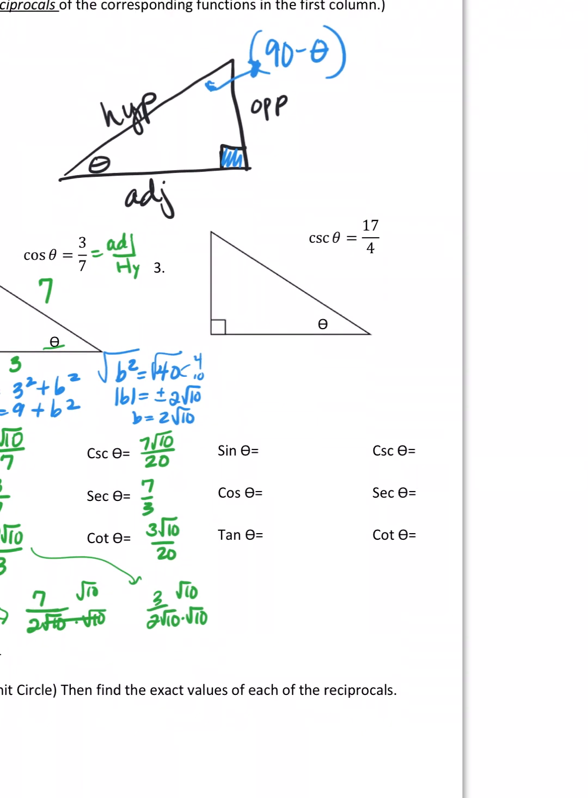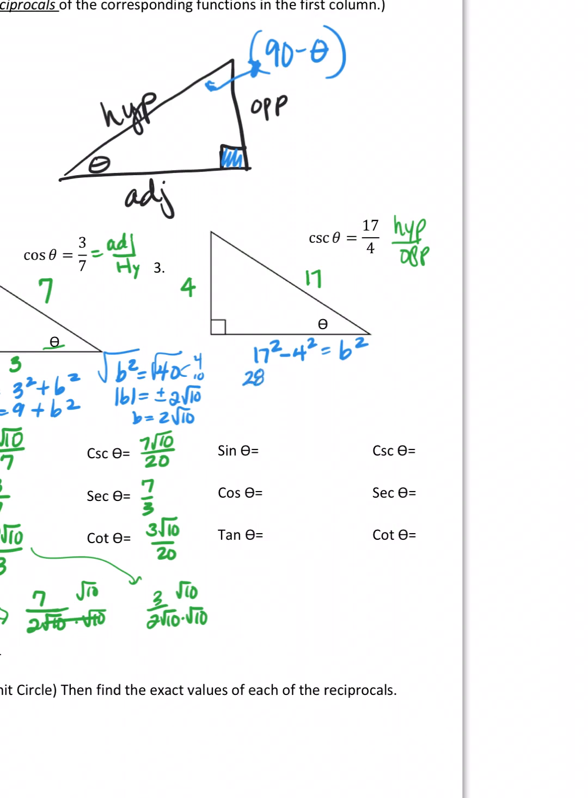Cosecant. This one is cosecant. So what does cosecant mean? Well, it's a reciprocal of sine, so it's the hypotenuse over the opposite. So now I know my hypotenuse is 17, the opposite side is 4. So I'm going to do some Pythagorean theorem work. So 17 squared, let's do minus 4 squared is going to be my missing side squared, right?